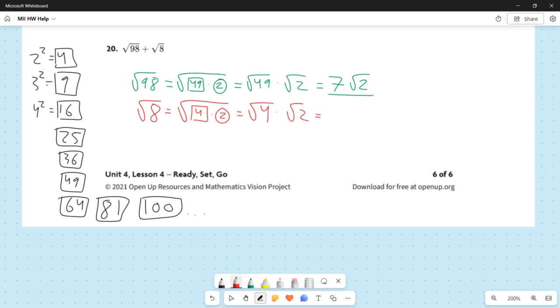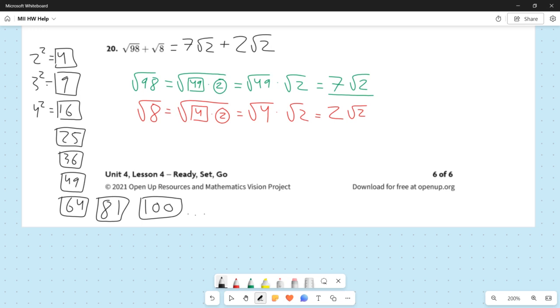Again, what's nice about this is that the first number is an integer. The square root of 4 is 2. And then again, the other 2 stays underneath the square root. This is going to work out pretty nicely for us. The reason is because the square root of 98 we just said is 7 root 2. We're adding the square root of 8, which we also just found is 2 root 2.